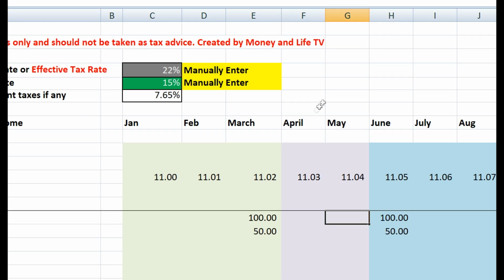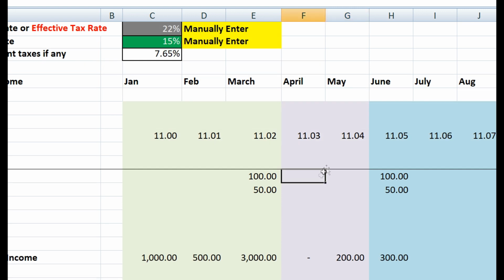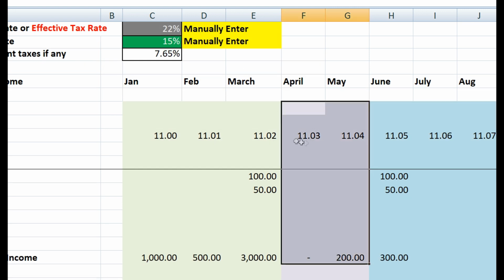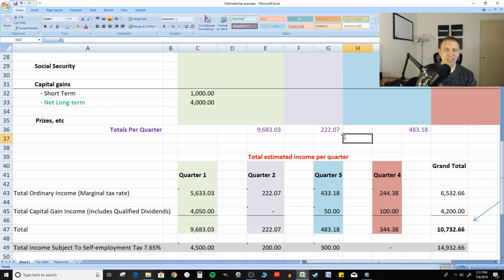In the months of April and May, this person didn't make a lot of extra money, so their estimate payment should be much smaller, or they might not even need to make an estimate payment at all unless they choose to do so. But in total, from just the self-employment income and taxable interest, this person only has $222 in income, which is what it summarizes to be right here.